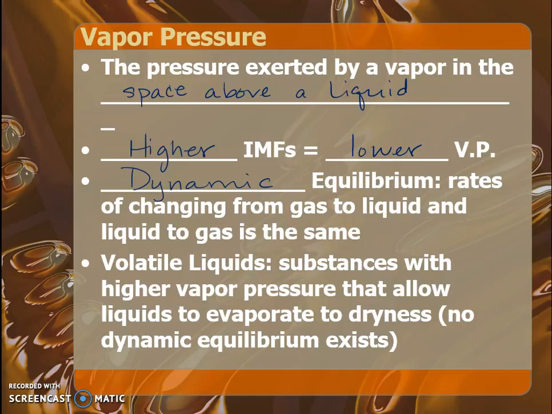All right, well, we have these things called volatile liquids, and volatile liquids are substances with higher vapor pressure that allow liquids to evaporate to dryness. So what does that mean? Well, it means that there is no dynamic equilibrium. The liquids will just evaporate quickly into the gaseous phase, and there is no going back to liquid. So they prefer to remain in the gaseous phase and will not come back down to the liquid phase on their own. You actually have to force them. Yeah, it's not good.